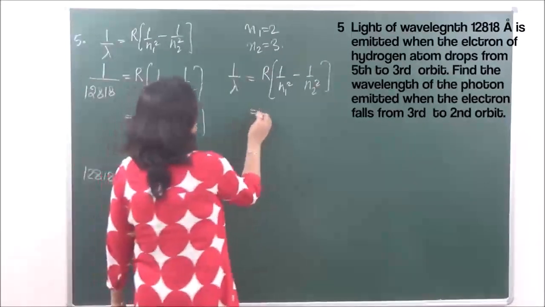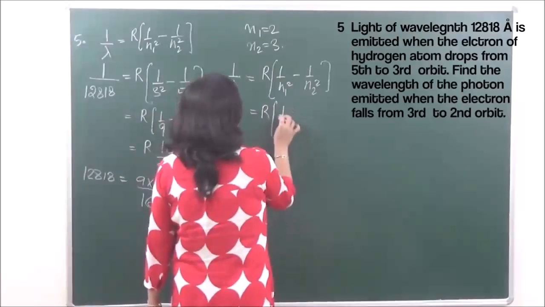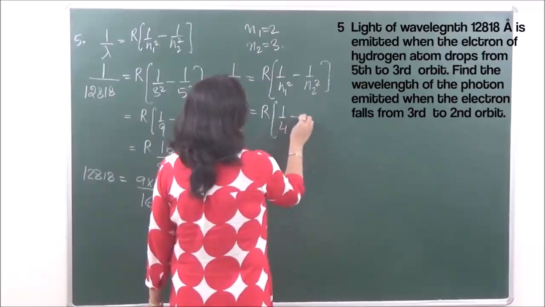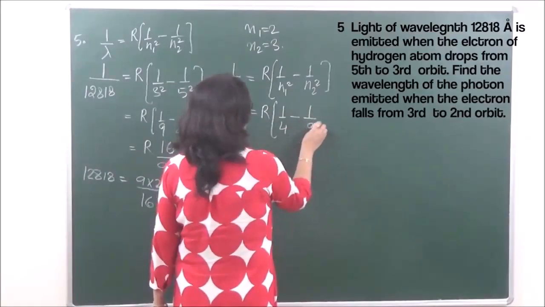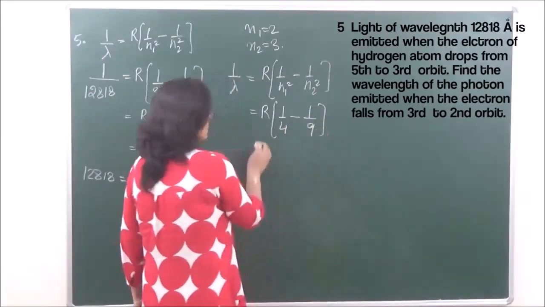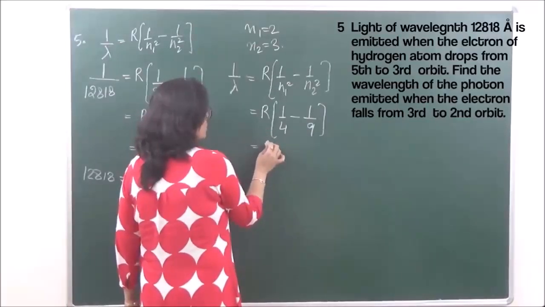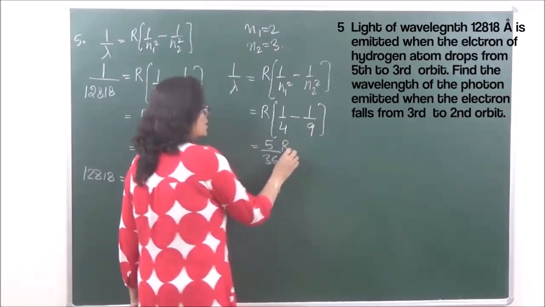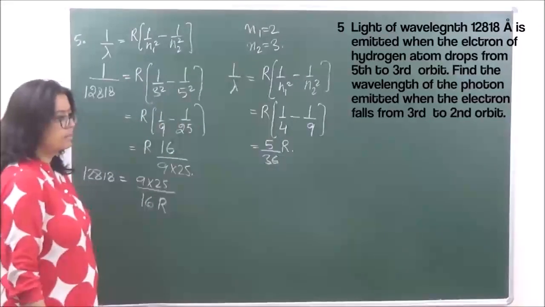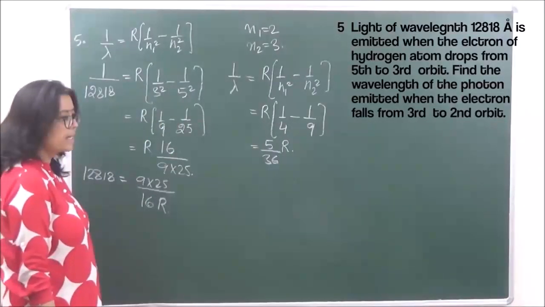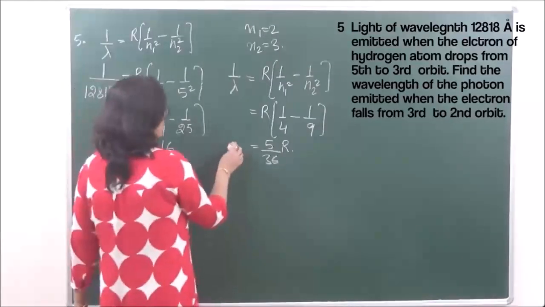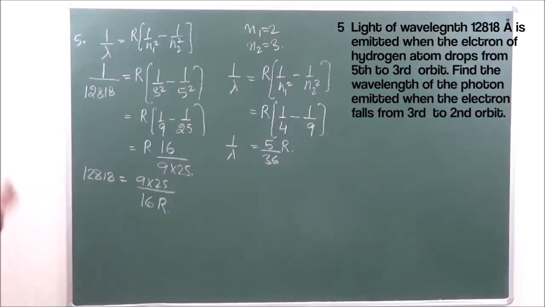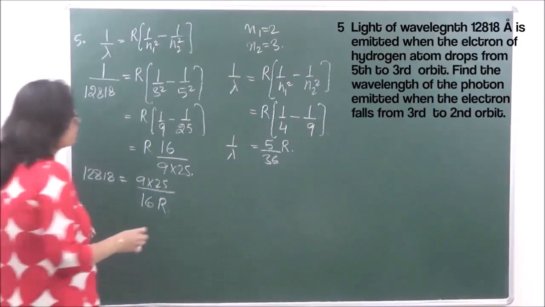So this will become equal to R into 1 upon n1 square, that is 2 twos are 4, minus 1 upon 9. This becomes equal to 5 upon 36 into R. And this is 1 upon lambda, so lambda over here will become equal to 36 upon 5R.